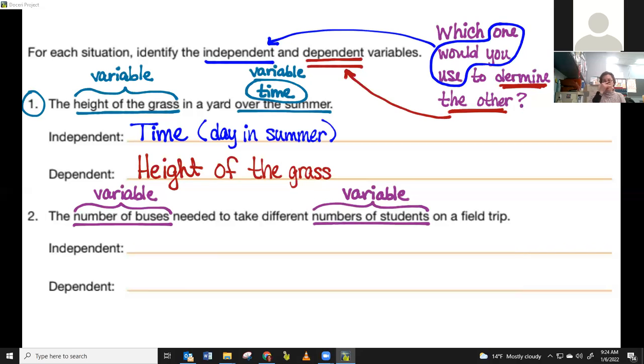All right, I'm going to launch the poll again. You guys are going to vote. If you're on a computer, it should just pop up on your screen. If you're on your phone, you're going to have to swipe to get to the poll. So would you use buses to determine how many students are going? If you would do that, then it's independent. If you use students to determine buses, then you would say it is your dependent variable.